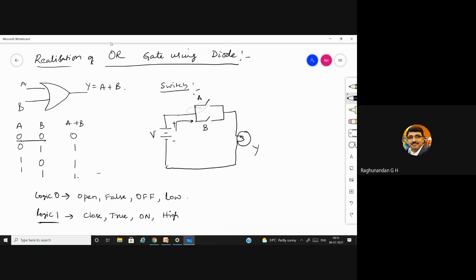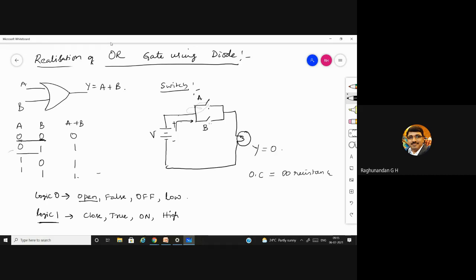It cannot flow through A or through B because both the switches are open, A is equal to 0, B is equal to 0. When it is open, remember, an open circuit always offers infinite resistance. So when it offers infinite resistance in both the paths, the current cannot flow, and the bulb will be off.